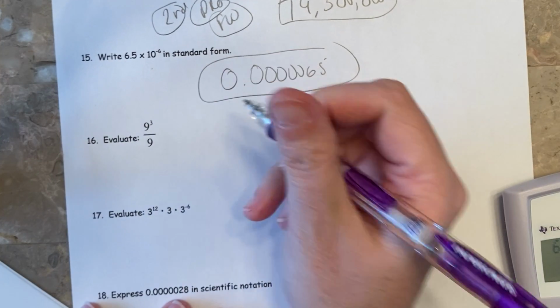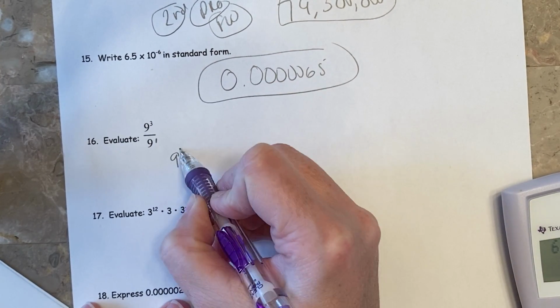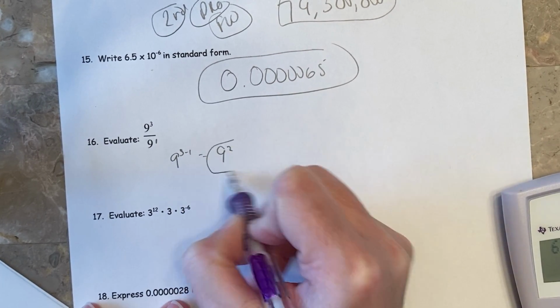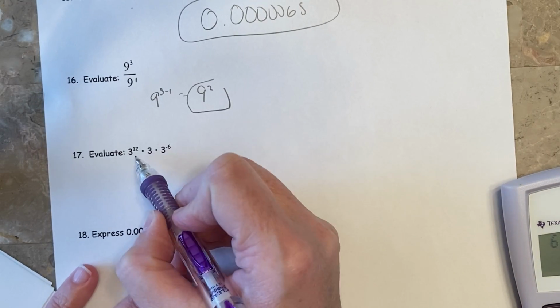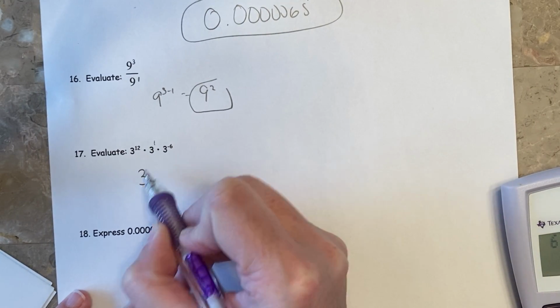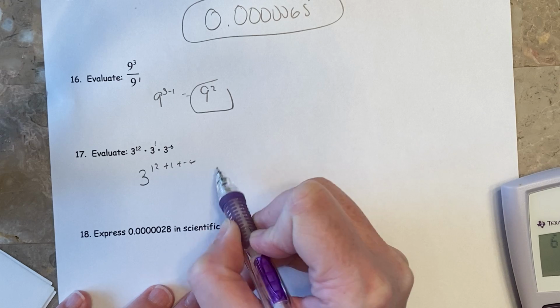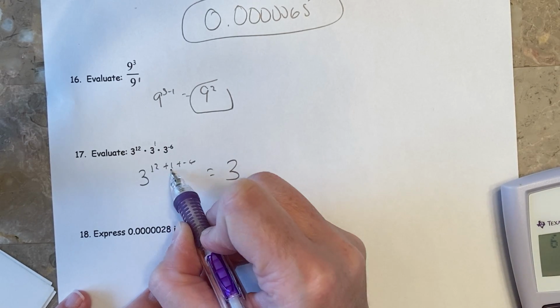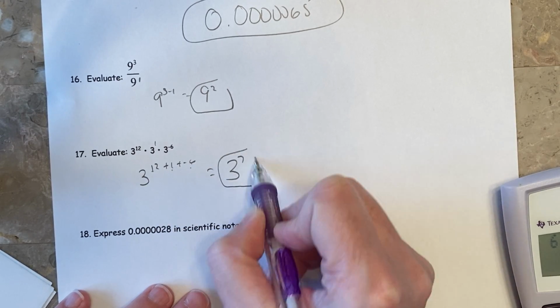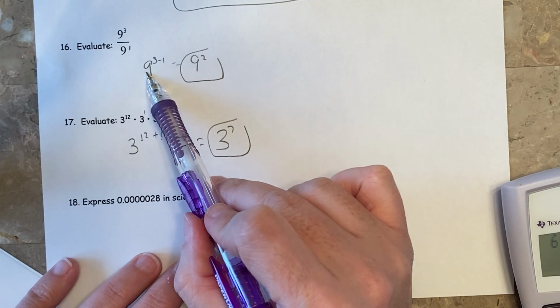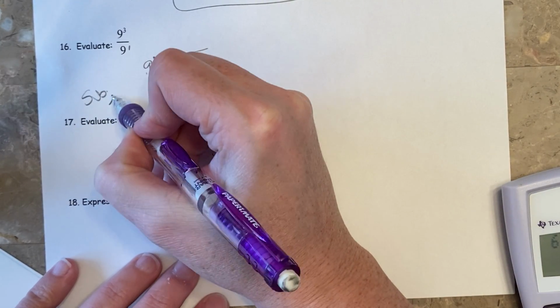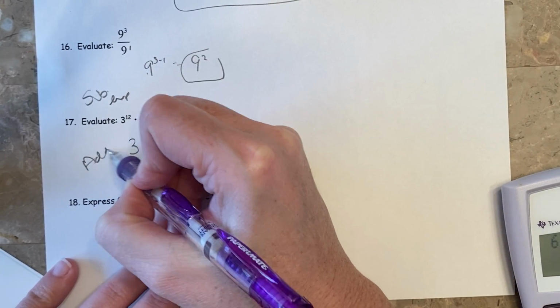16, when you divide, subtract the exponents. Remember, there's an imaginary 1 here. So 3 minus 1 is 2, 9 to the second. When you multiply, you add. Remember, there's an imaginary 1 there. So keep the base the same, and you should get 12 plus 1 is 13, 13 minus 6 is 7. Keep the base. This one, you subtract the exponents, and this one, you add the exponents.